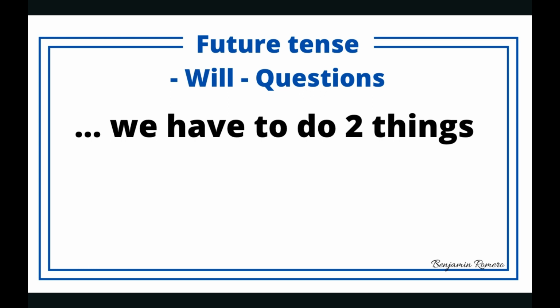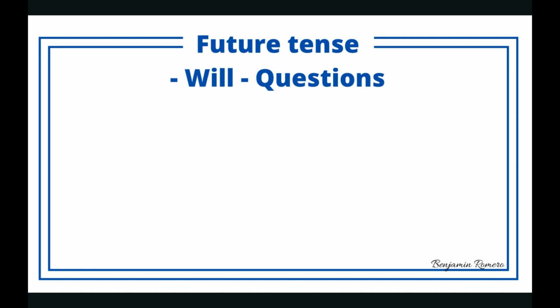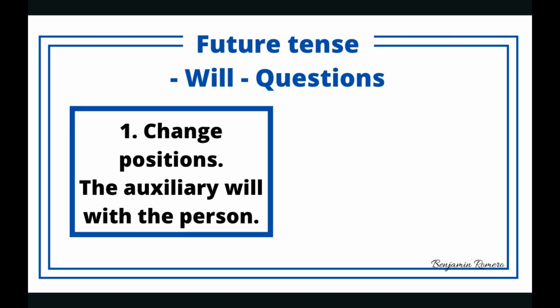Two rules to have in mind. Solo necesitamos saber dos cosas para hacer preguntas en future will. So, what are those two things? Let's see. Number one, change positions the auxiliary will with the person. That's rule number one.